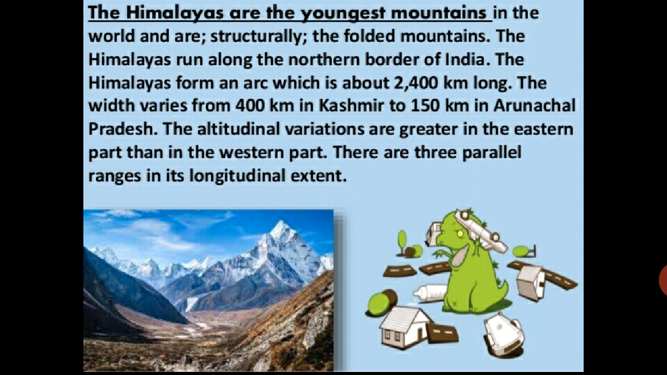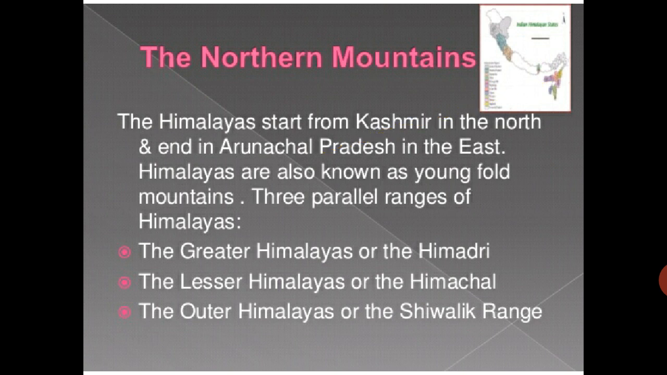See, the width of the Himalayas is more on the Kashmir side and less in Arunachal Pradesh. The altitudinal variation is greater in the eastern part than in the western part. There are three parallel ranges in its longitudinal extent. See, three parallel lines of Himalayan mountains are there. The Himalayas start from Kashmir in the north and end in Arunachal Pradesh in the east. So, from north to east it is going.